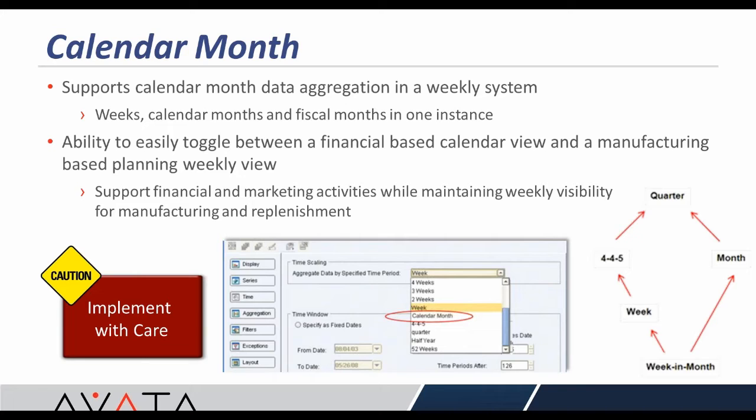Also, you should expect an overall increase in volume of 20%. The sales data table, which we all know is the largest table in the Demantra system, will increase in volume by 20%. But this is a pretty powerful feature for different kinds of businesses.